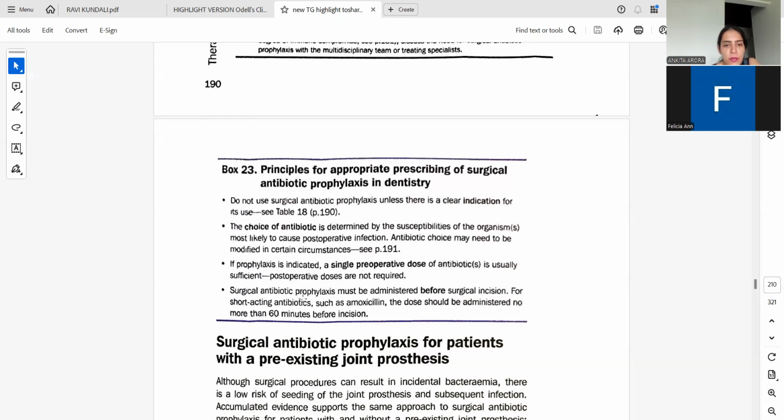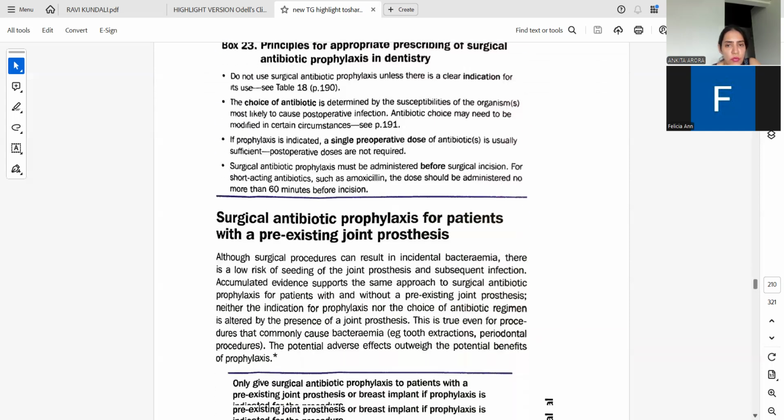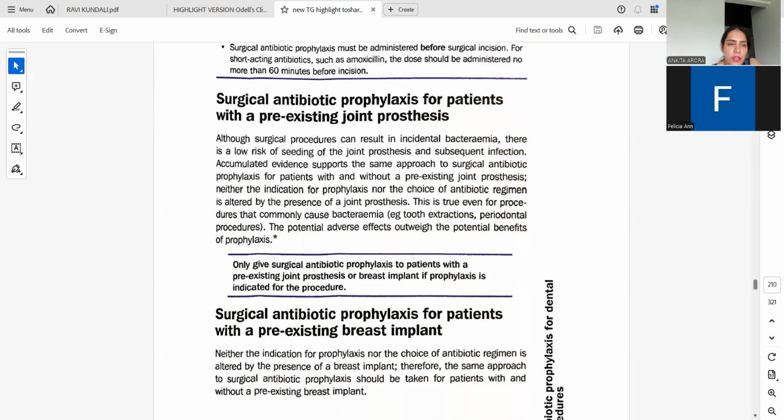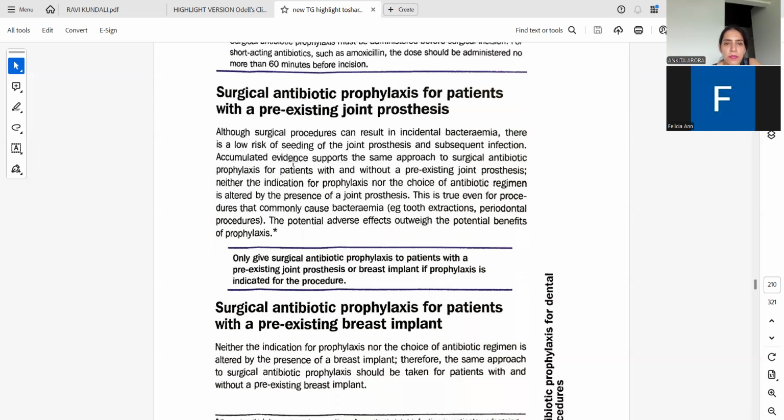And then surgical antibiotic prophylaxis must be administered before surgical incision. For short-acting antibiotics, amoxicillin should be administered no more than 60 minutes before the incision. So 60 minutes, 1 hour before the procedure, amoxicillin should be given. We will have details about this in infective endocarditis prophylaxis.